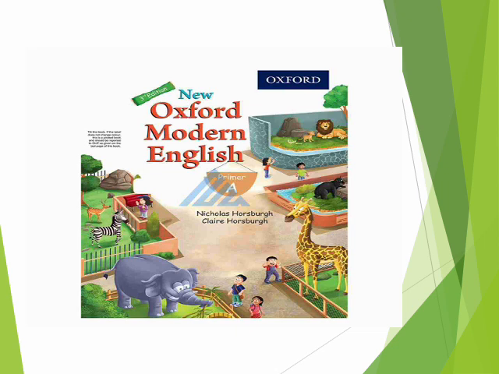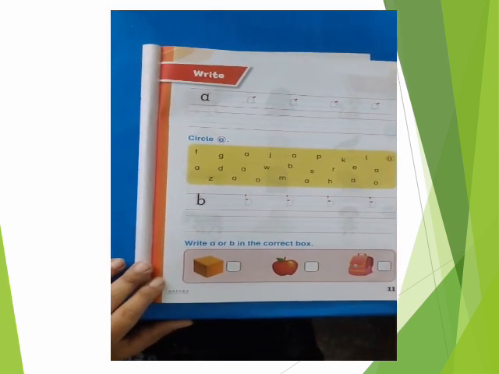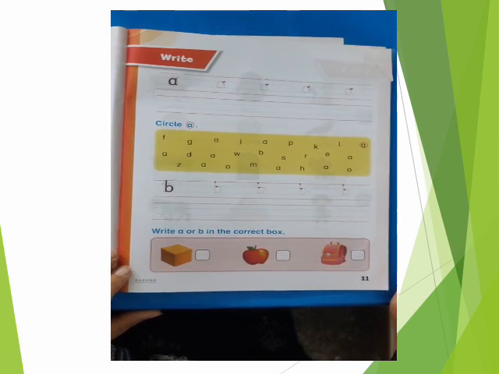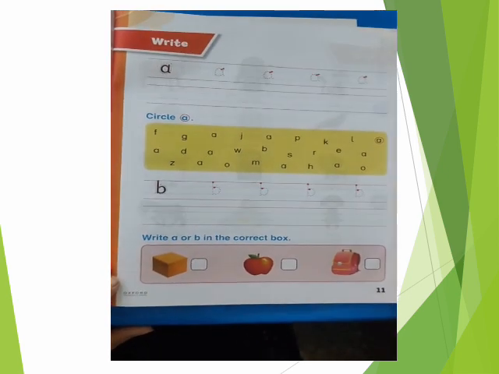Today we are doing our new Oxford Modern English Reader page number 11, which is an activity page. Okay students, now we are going to do our activity page number 11. In this, the first activity is write.